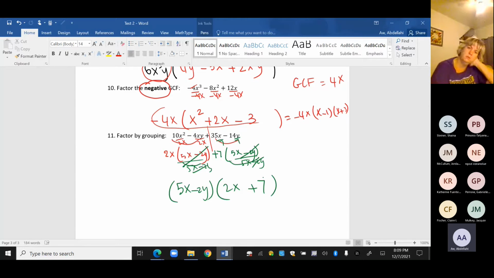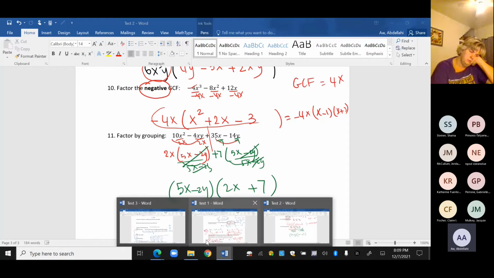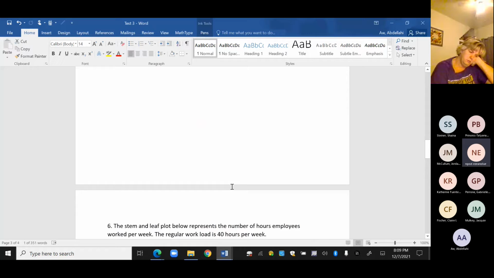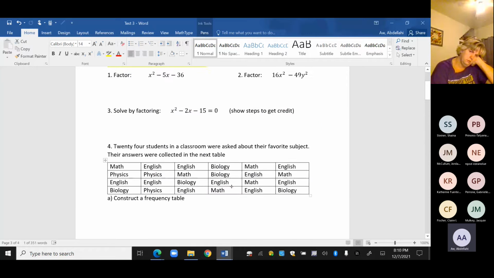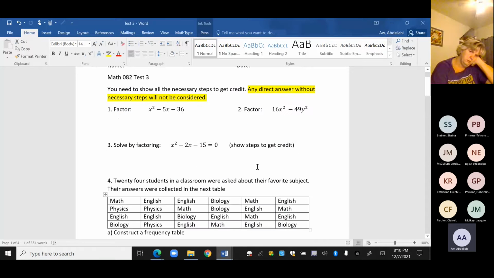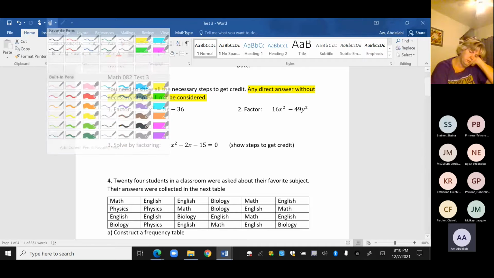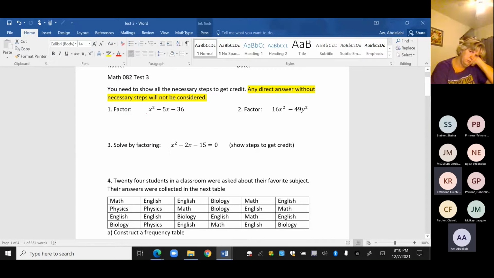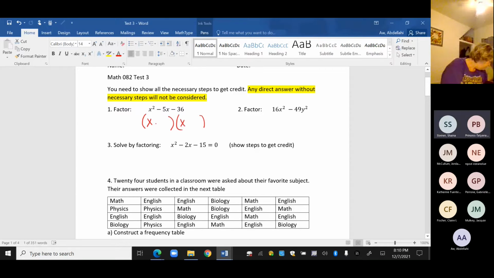Now, test 3, we just did it today, right? We can go over it for test 3, at least for a few minutes. I hope everybody did these correctly. This one factors as what? What are two numbers that add up to -5 and multiply to -36? What are they? 9 and 4. 9 and, plus 4, right?